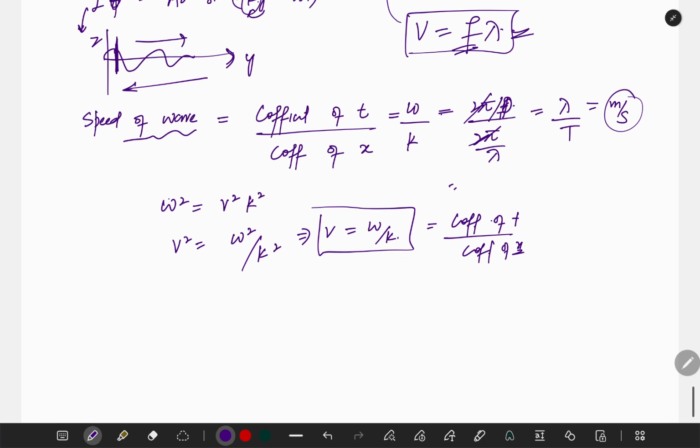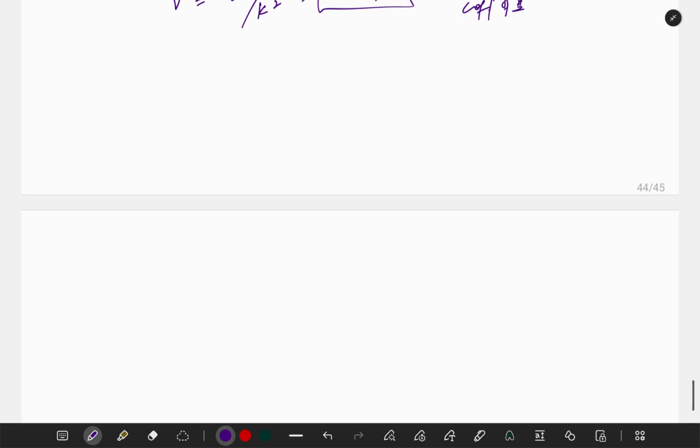Now let's move to our main topic, which is the electromagnetic wave. The wave equations are: del square E equals 1 over c square dou square E by dou t square for the electric field, and del square B equals 1 over c square dou square B by dou t square for the magnetic field. They're correct now. The solution is given exactly the same way.